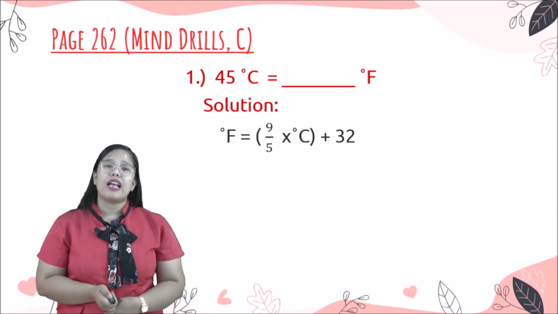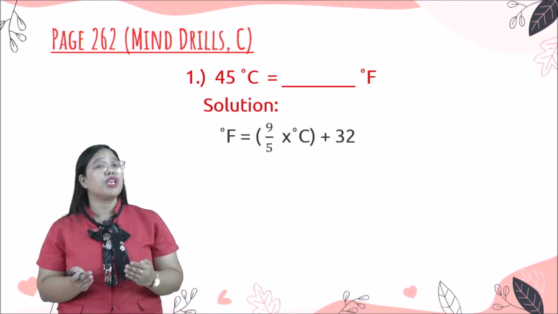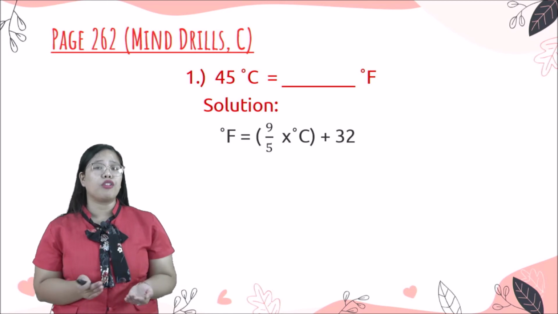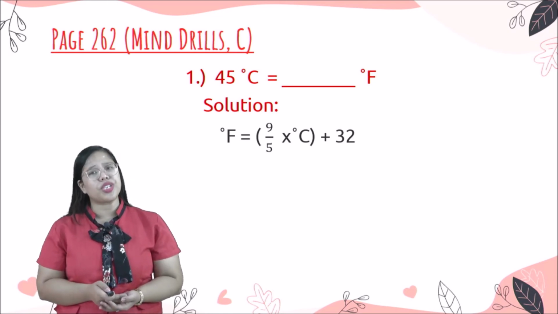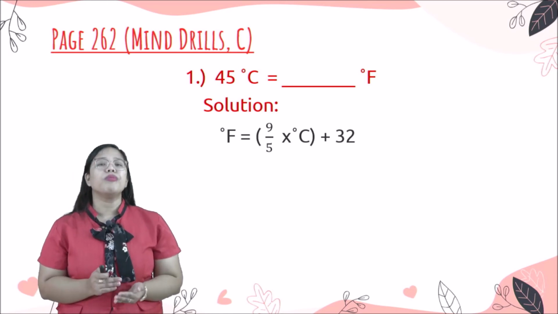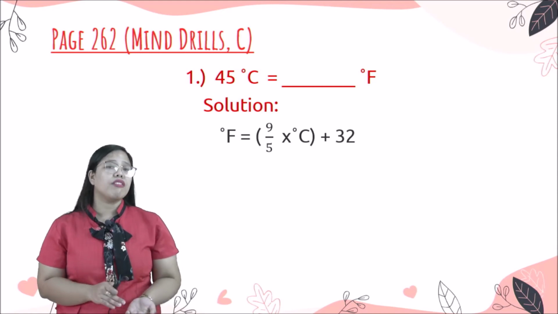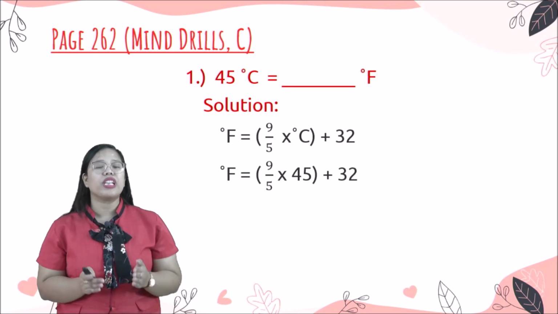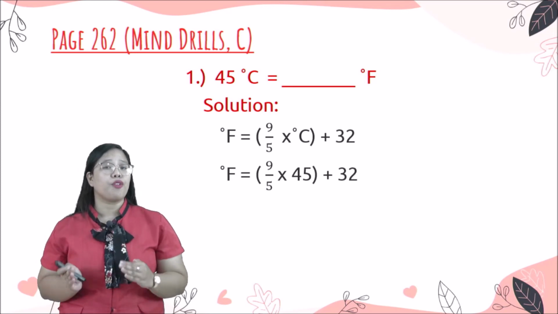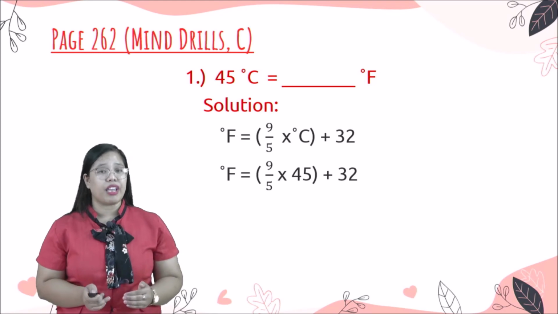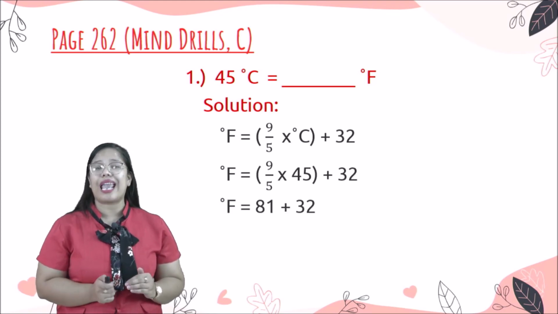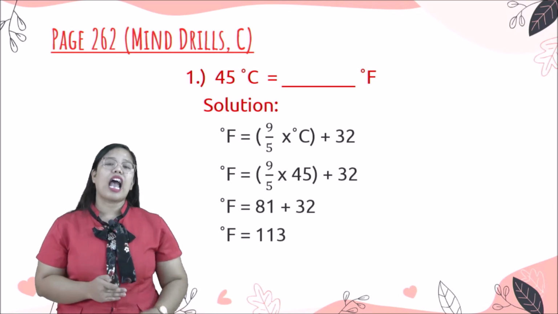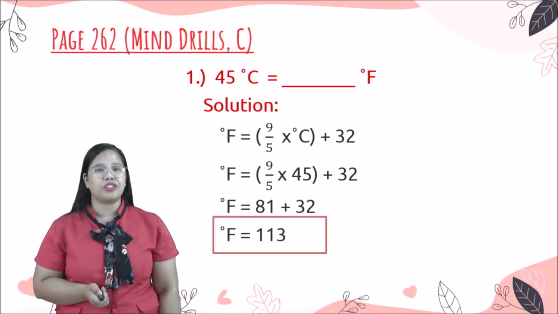So we have a solution, and we will be using the formula degrees Fahrenheit equals the quantity of 9 over 5 times degrees Celsius plus 32. So we will be substituting the given degrees Celsius, which is 45. Again, kids, we need to multiply first 45 by 9 and then divide it by 5. So the answer will be 81. And then we will just add 81 to 32. And our answer will be 113.